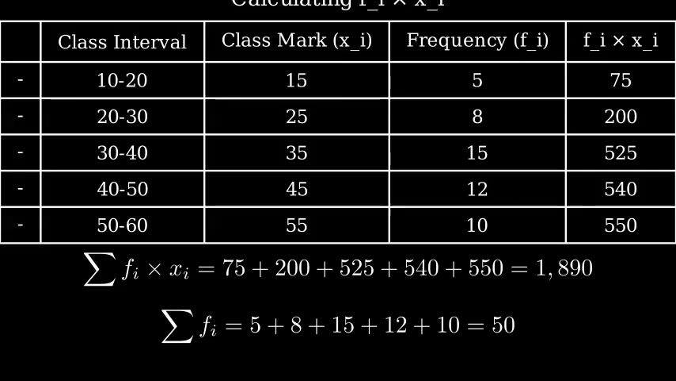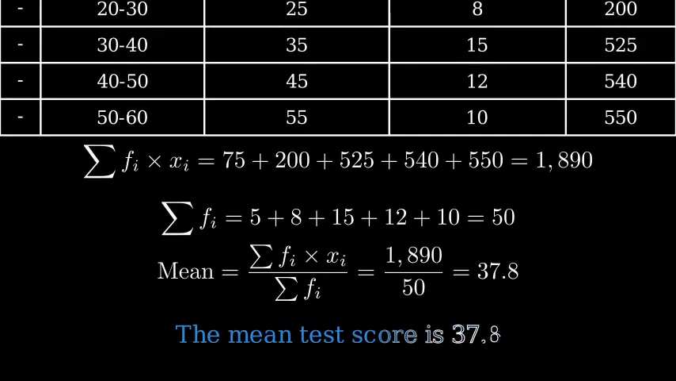Finally, we divide the sum of f_i times x_i by the sum of frequencies to find the mean. Mean equals 1,890 divided by 50, which equals 37.8. So, the mean test score for our group of 50 students is 37.8.